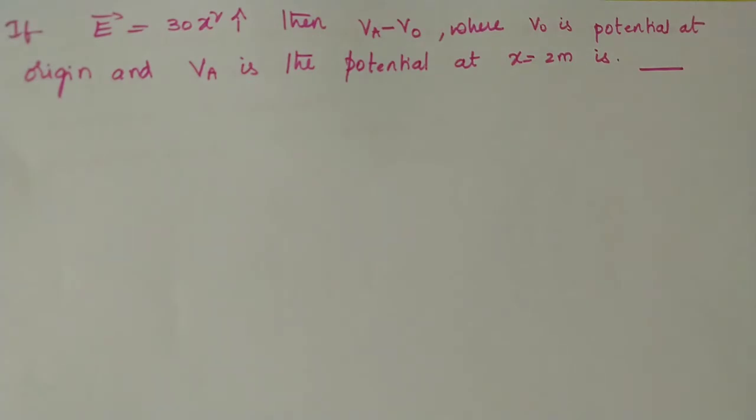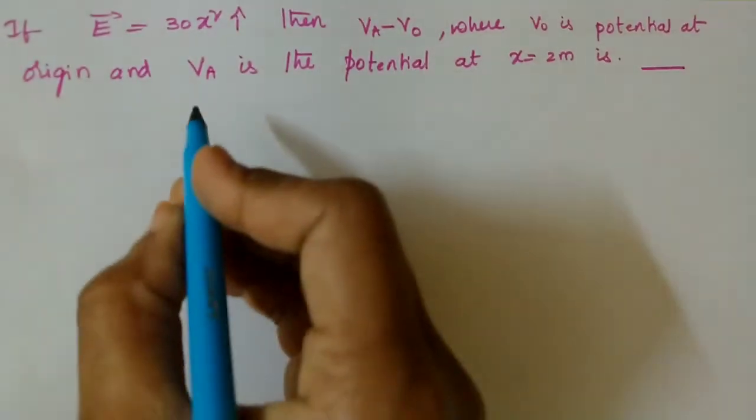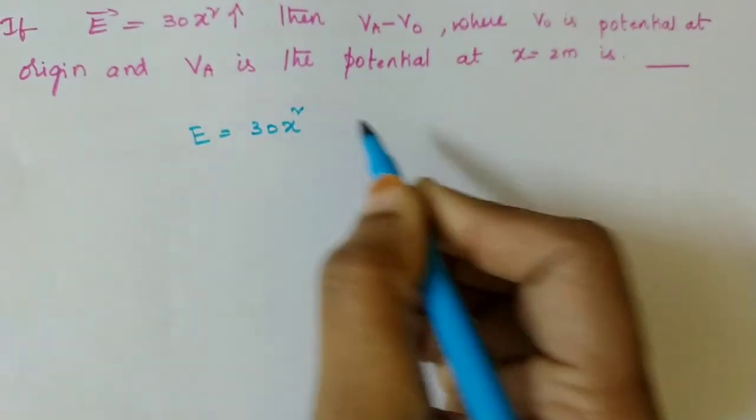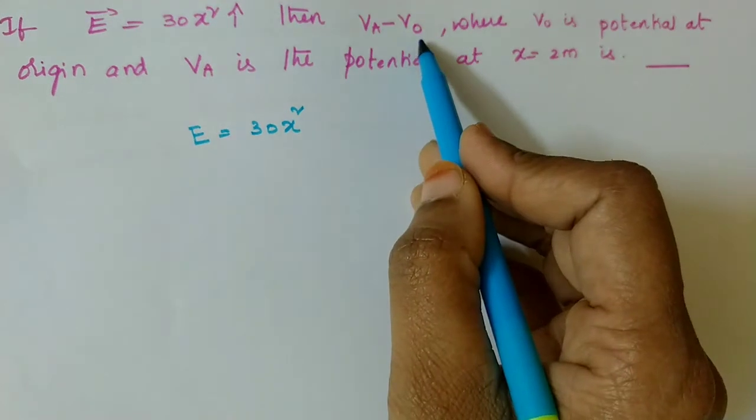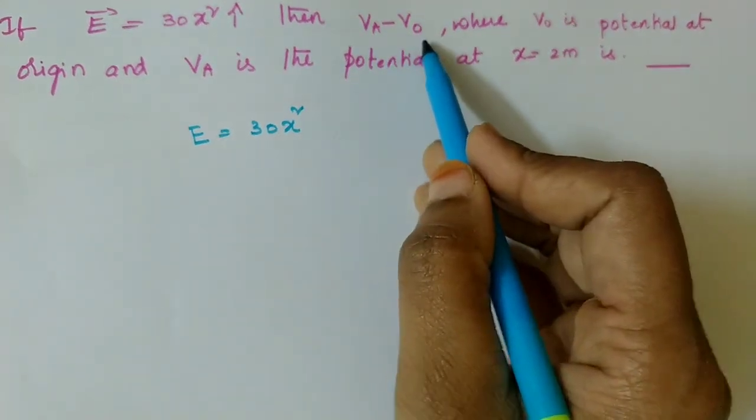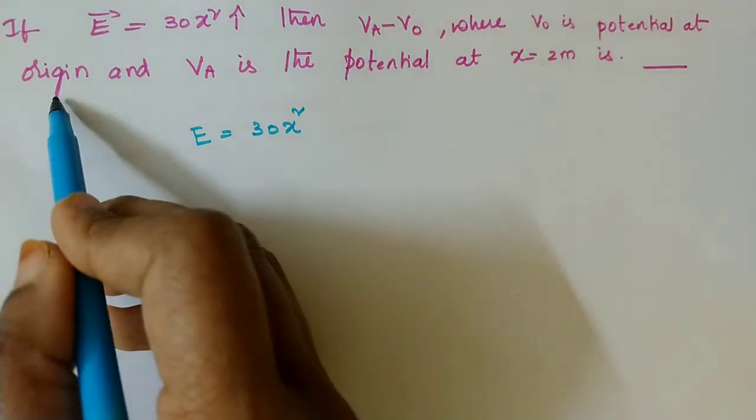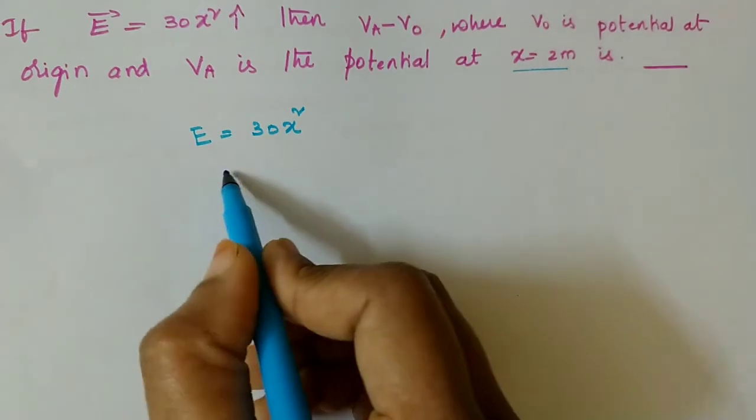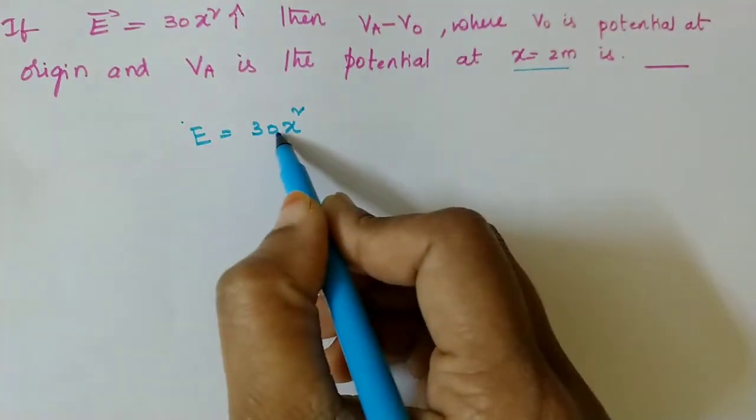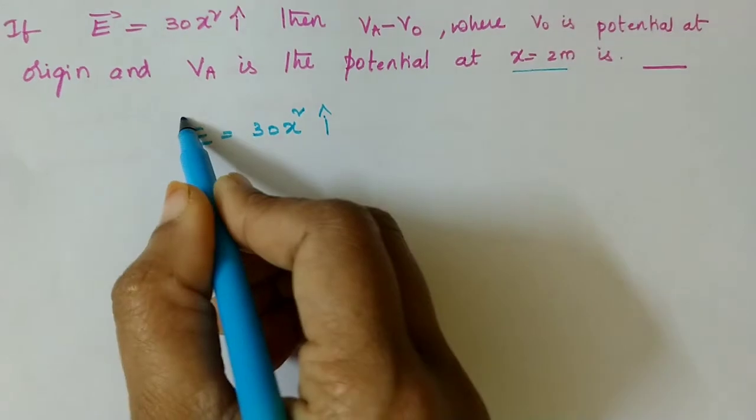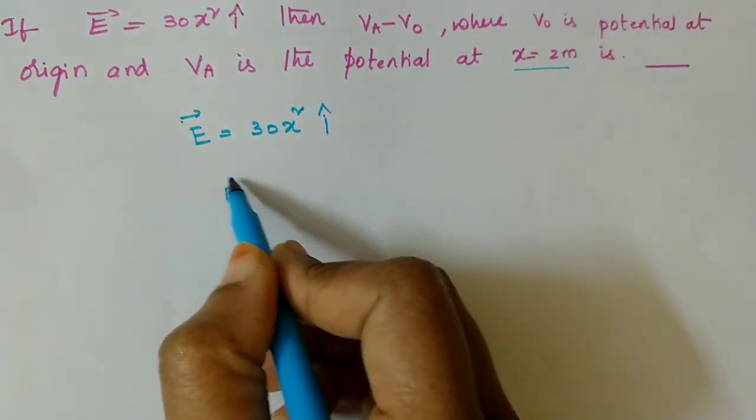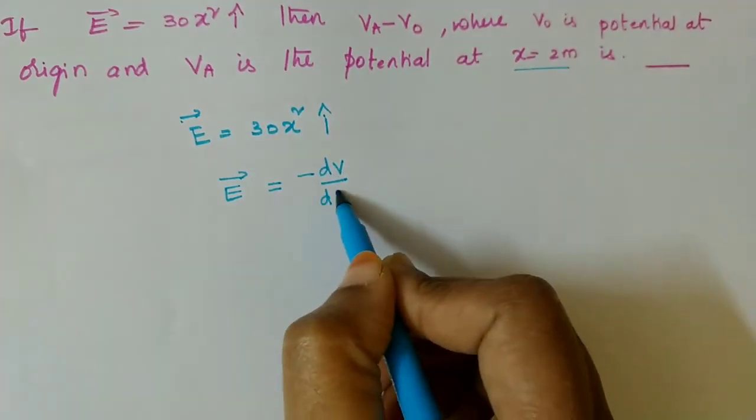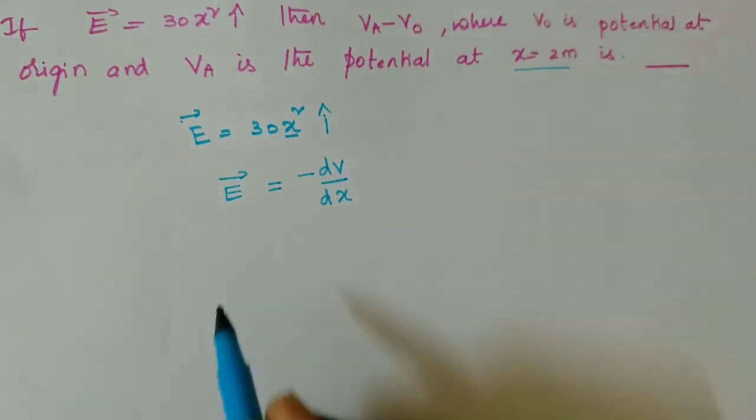So coming to this question, your electric field is varying according to the relation E is equal to 30x square, and they're asking you to find VA minus VO, that means potential at A minus potential at O, where VO is the potential at origin and VA is the potential at x equal to 2 meter. So we know the relation because electric field here is again a function of x. We can write the relation between electric field and potential as E is equal to minus dV by dx, because E is only a function of x.